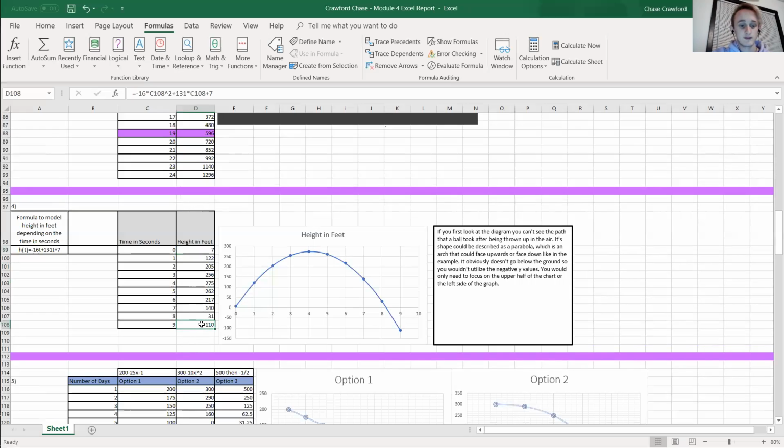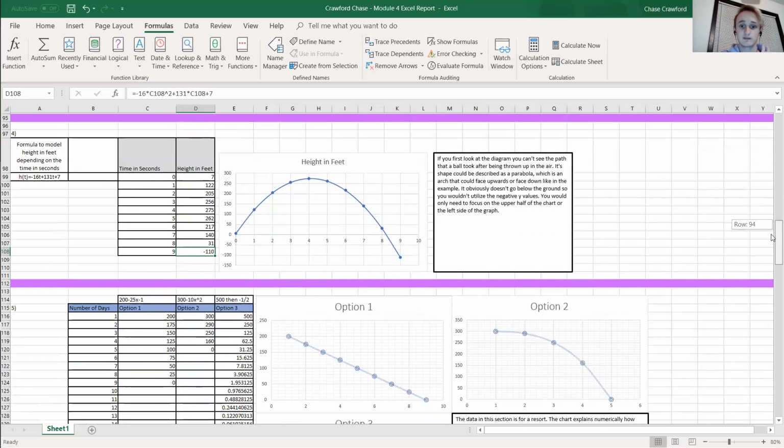But you don't necessarily need this negative 110 down there, because if you look on the graph, if you throw a ball up in the air, you're not going to be able to have it go below the ground unless there's like stairs and a lower ground level. But if you look on the graph, there are no stairs. So you would not count this 9 seconds and negative 110 feet because you can't go below the ground. It's not possible physically.